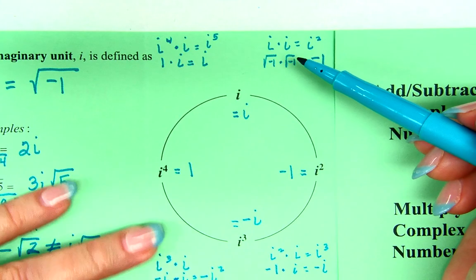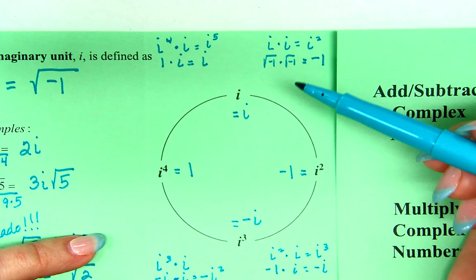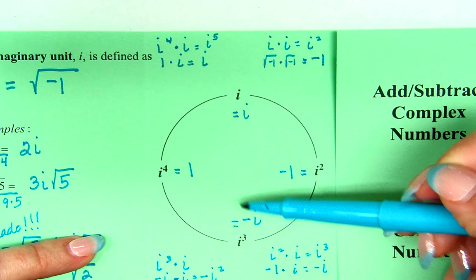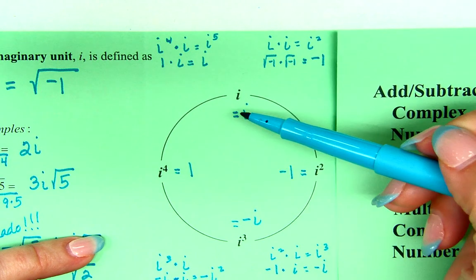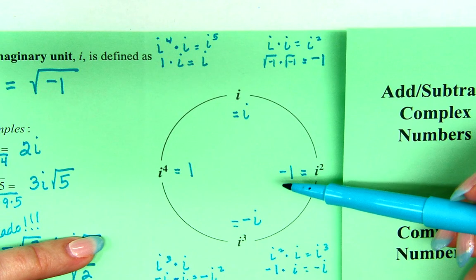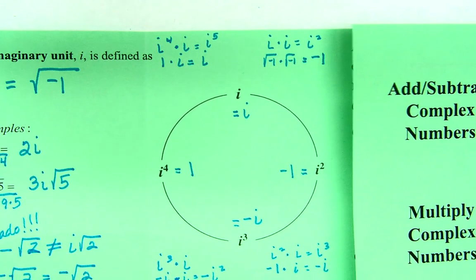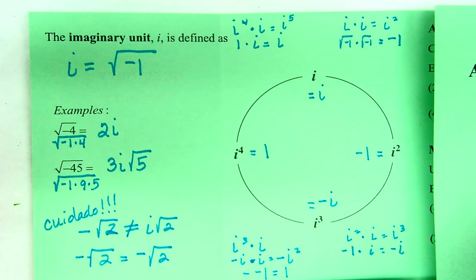Well, what do you think i to the sixth would be? And i to the seventh? And i to the eighth? And the ninth? And the 10th? And the 11th? You see why I have this drawn as a circle? Okay? Does that make sense? Any questions about the general unit i?